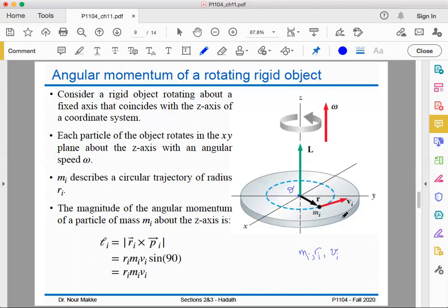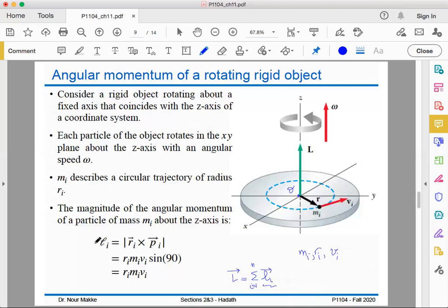Okay? Now, if you want to get the angular momentum of this rotating rigid body, we are going to apply the definition that we have seen earlier: the total angular momentum of a system of particles is the summation of Li, where i runs over the number of particles from 1 up to n. So now, if you want to determine the total angular momentum L, we have to determine what is Li, okay? So let's take this particle as an example.